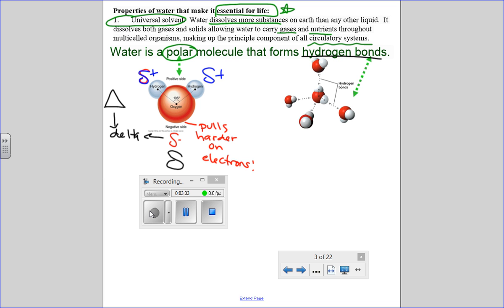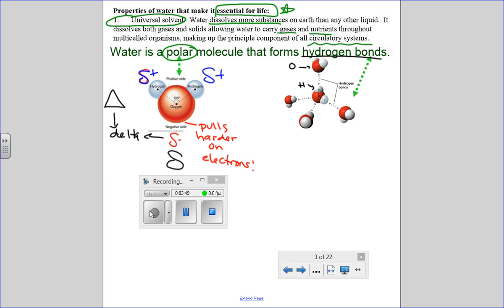If you look at the picture, that is an oxygen, and this is a hydrogen. What we're saying is that a hydrogen from one water will be attracted to an oxygen from another, because the hydrogen side is positive and the oxygen side is negative.